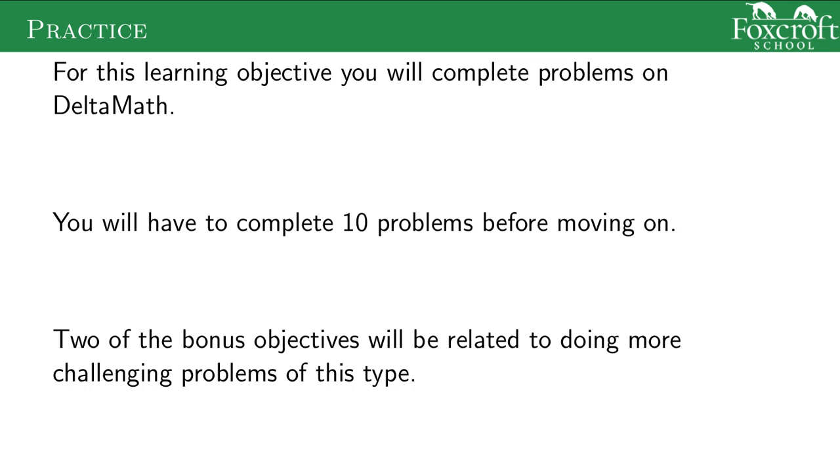So for this learning objective, you're going to do problems on Delta Math, or you're going to complete 10 problems. And again, they should be kind of quick because you're just finding this exponent. If you know how to do it, you can get through them pretty quickly. Two of the bonus objectives for this unit are going to be related to doing more challenging problems of this type. So once we get some negative answers, or maybe we get answers that are fractions, all that's going to be covered in the bonus objectives.